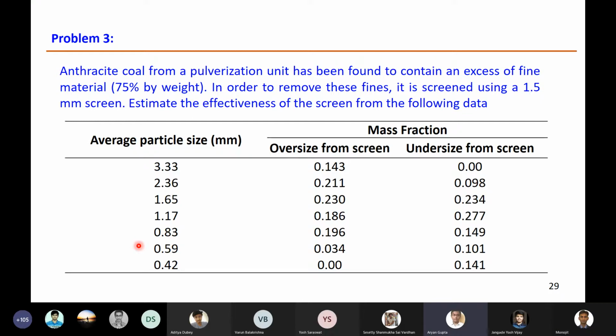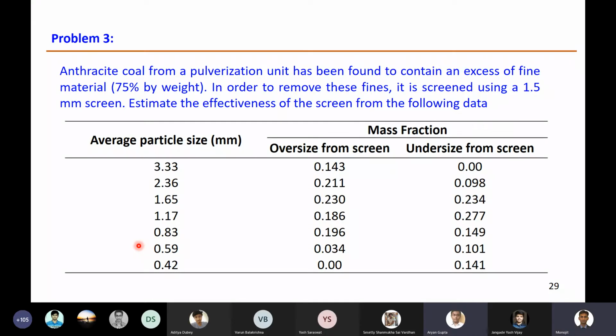Oversize. Why are you saying oversize? Okay, good. One says oversize, one says undersize. So the person who is saying oversize, say why you are saying oversize. So the question says, in order to remove these fines, maybe the finer particles are what we don't require, the coarser ones. Okay, good enough.